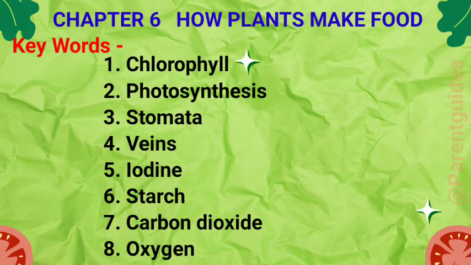Chapter 6. How plants make food. Keywords: 1. Chlorophyll. 2. Photosynthesis. 3. Stomata. 4. Veins. 5. Iodine. 6. Starch. 7. Carbon dioxide. 8. Oxygen.